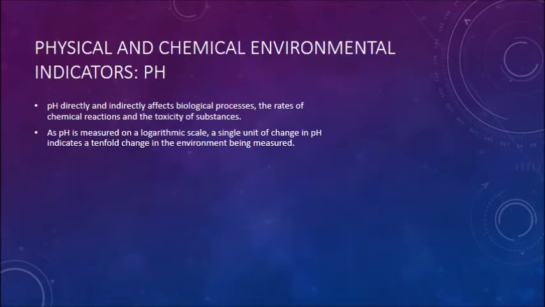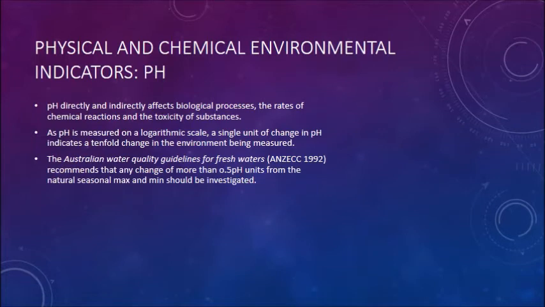So it increases like, let's say, 1, 10, 100, 1,000, 100,000 and so on. So it goes up on that exponential kind of curve. So here it says a single unit of change in pH indicates a tenfold change in the environment being measured. So if you go from 7 to 8 pH, it's becoming basic, so the opposite of acidic, but from 8 to 9 is becoming 10 times more than that first initial increase. I hope that makes sense.